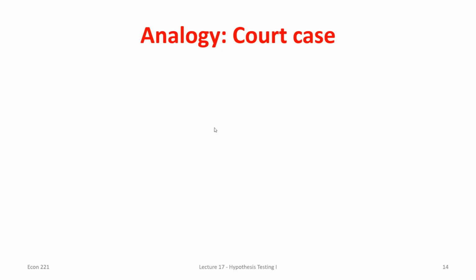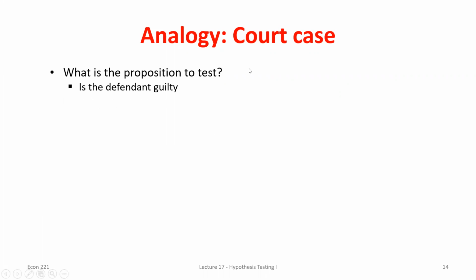So we'll go through this analogy. I think hopefully it clarifies things a little bit, which is, what if we treated it like a criminal court case, just like we would set up a null and alternative hypothesis. So what are we trying to test for in a criminal court case? Whether or not the person is guilty, right? You're in a criminal court case because they think you're guilty, or they're trying to prove that you're guilty.